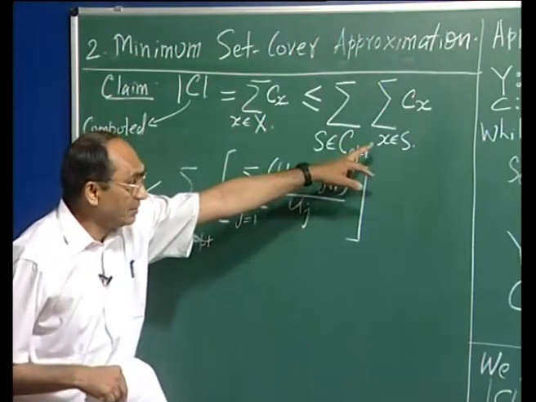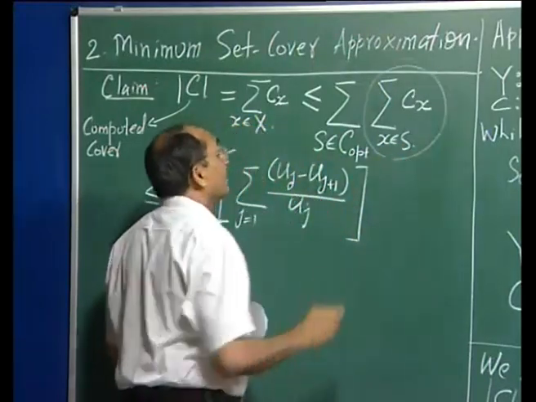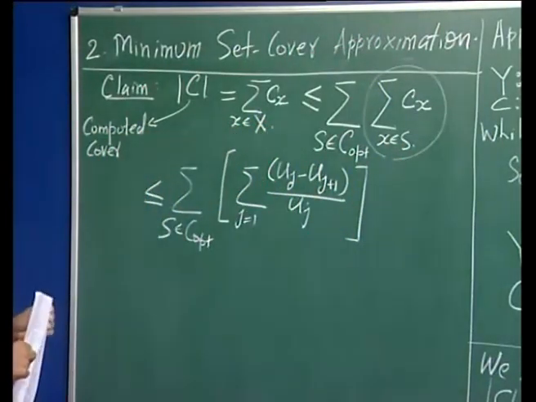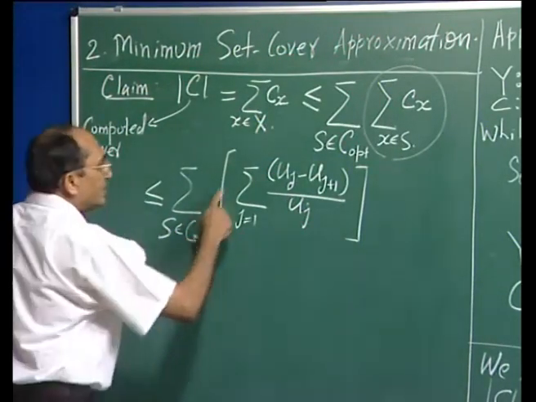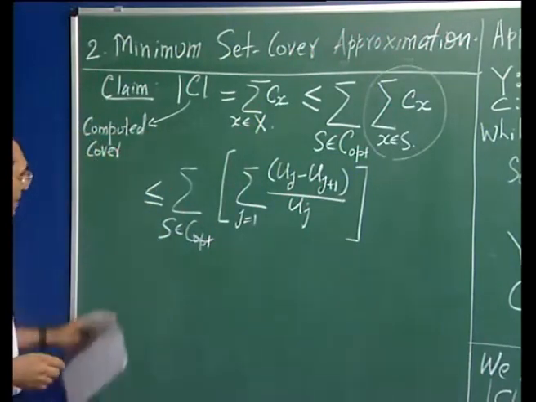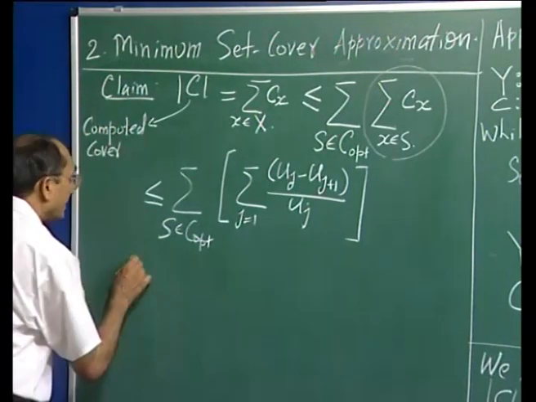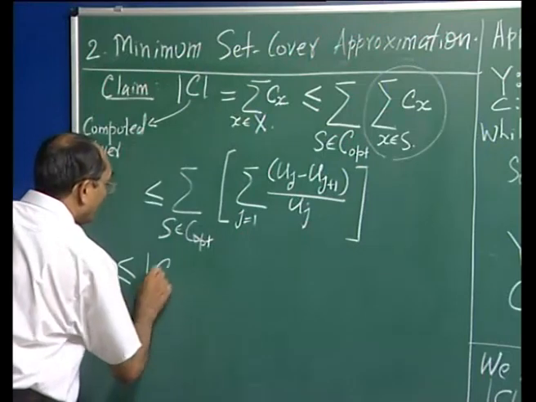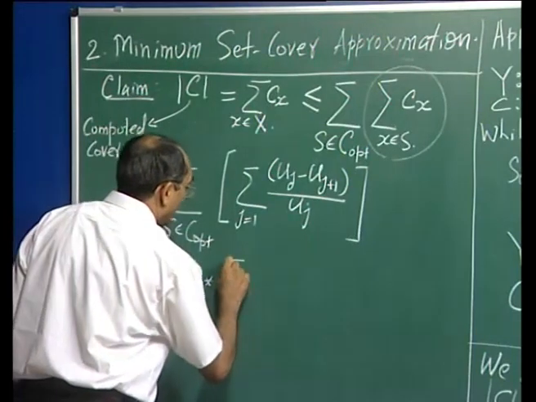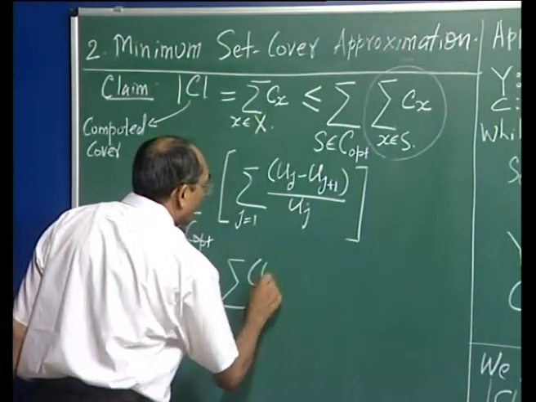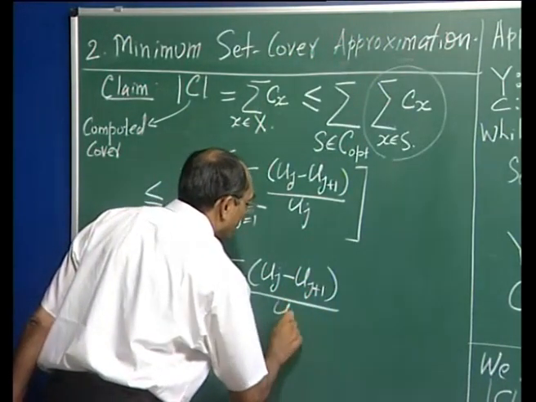This we have derived earlier, an upper bound for this sum. Now, this number is independent of S, it does not matter what S is. Hence, we can say this is less than or equal to the size of C opt times the sum of (u_j minus u_(j+1)) over u_j.